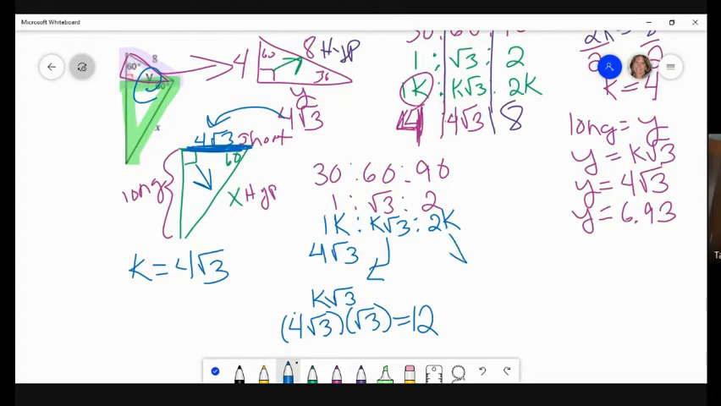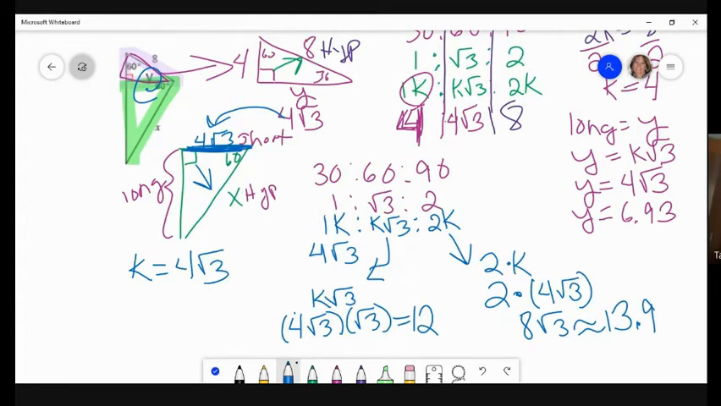To find our hypotenuse, again, it's 2 times k, and k is 4 square root 3. So that's going to be 2 times 4 square root 3, which is 8 square root 3. Of course, we can just plug that into the calculator and get our decimal values, especially since that's what Schoology wants us to do, right? And we get 13.9. That should be your x value. So there's your y and there's your x.